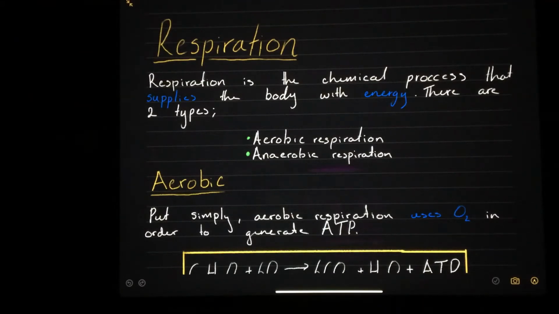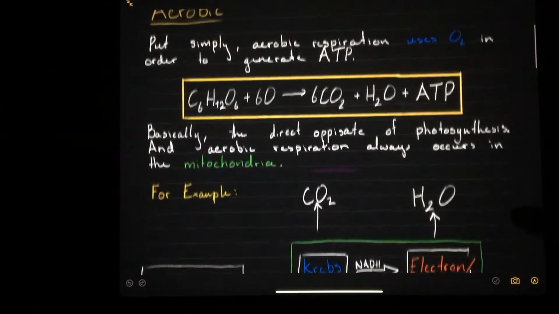Okay, so this time around, as promised, we'll be covering respiration. So what is respiration? Put simply, respiration is your body's method of producing ATP, which is energy. It does this in two methods, aerobic respiration and anaerobic respiration. We'll start with aerobic respiration.